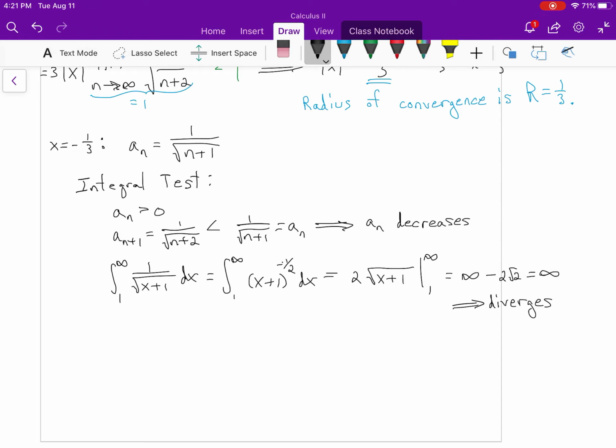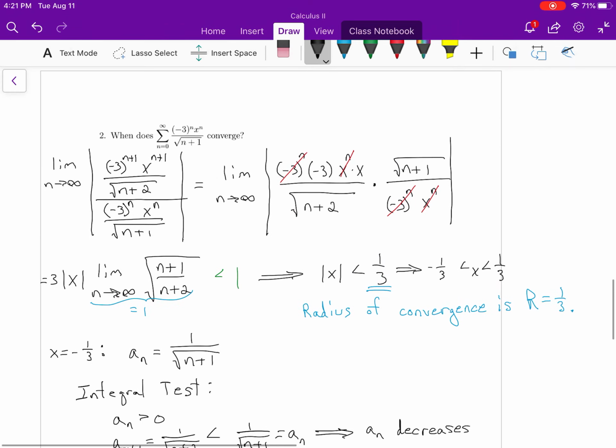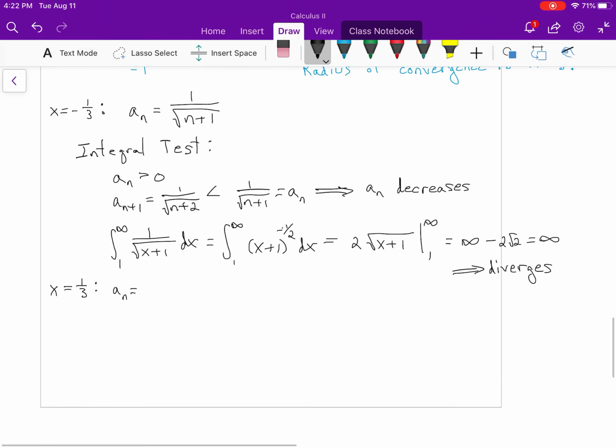which in actuality means that we keep the strict inequality because it doesn't converge, at least with respect to negative 1/3. And now we have to look at the next case, which is when x is positive 1/3. So when it's positive 1/3, we have a negative 3 to the n power, and we have a 1 over positive 3 to the n power. And so that's going to leave us with a negative 1 to the n over the square root of n plus 1.